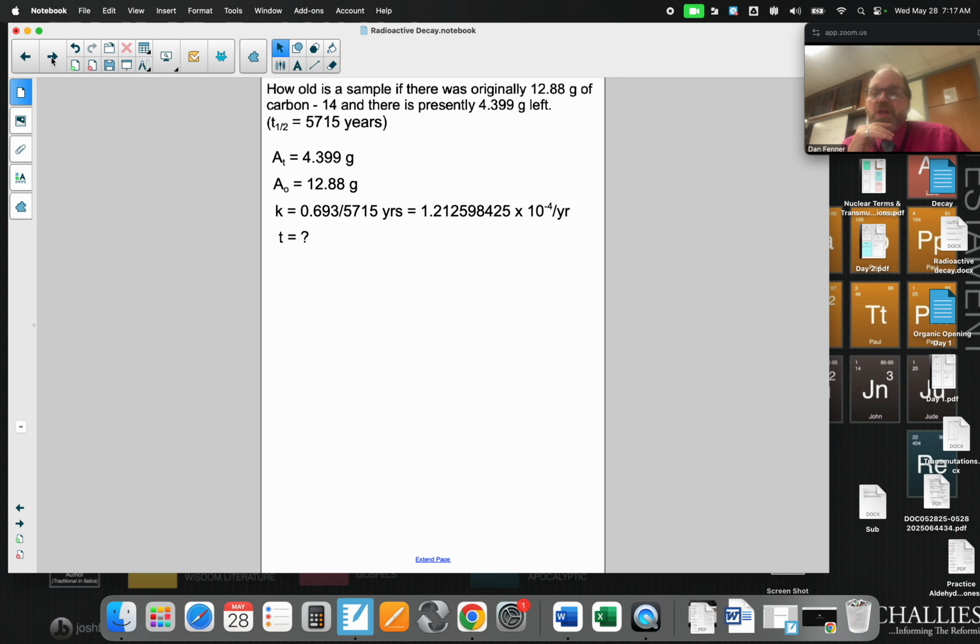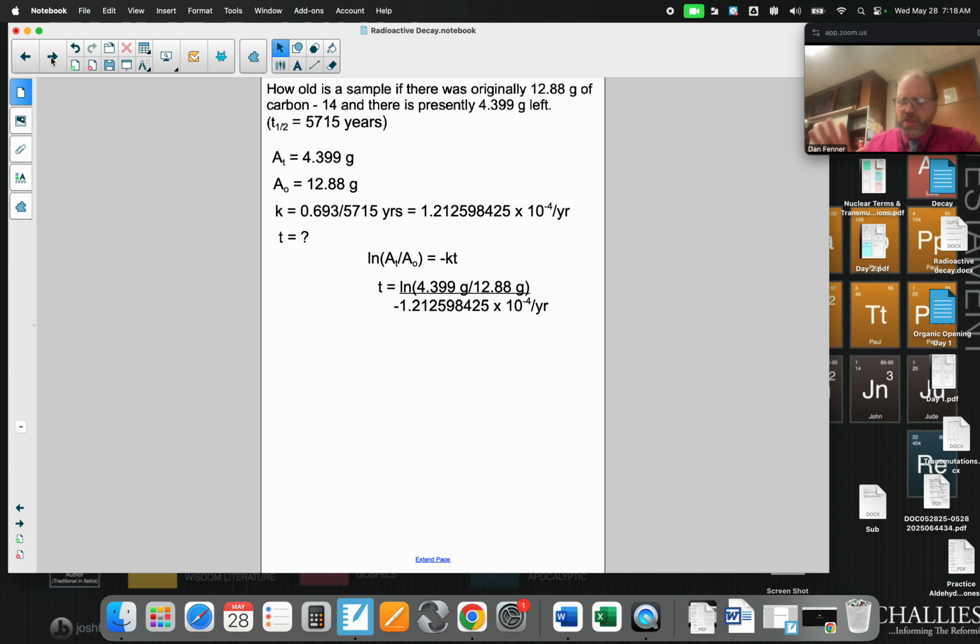All right, so we're solving for T. So we're going to use that second equation. Now we're solving for T, so rearrange it. Negative K is going to go on the bottom. T is equal to ln of AT over AO divided by minus K. Put our values in. So we're going to take the natural log of 4.399 divided by 12.88 grams, and then we're going to divide that.